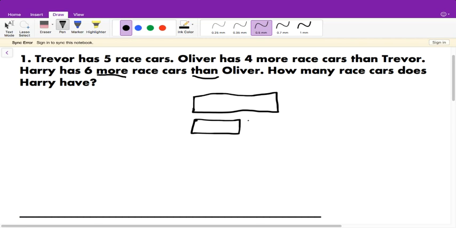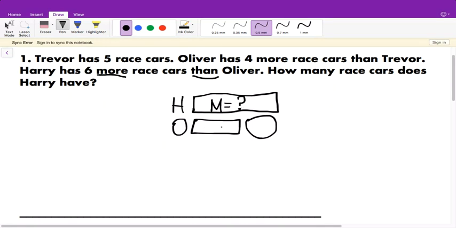Okay, and in the problem it says Harry has more than Oliver. So since Harry has more, he goes on top and Oliver goes on the bottom. The one with more always goes in the long bar. So how many does Harry have? We don't know. That's what the question's asking for. So we're going to put a question mark there.